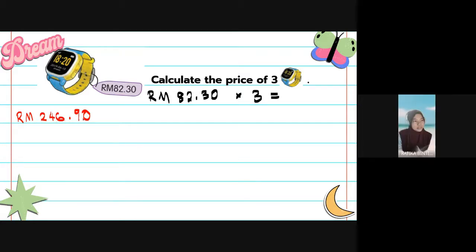Did you get the same answer as this? 246 ringgit and 90 cents. Is it the same, Arman? It's the same. Okay, very good. Are there any other answers? Okay, Delisha also got 246 ringgit and 90 cents. What happened to your mic, Delisha?